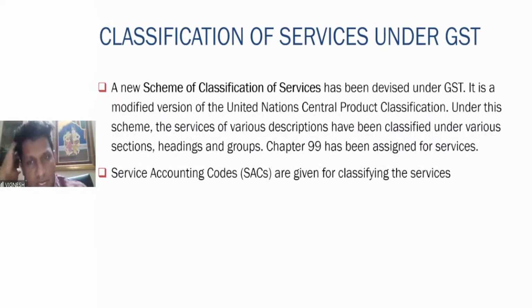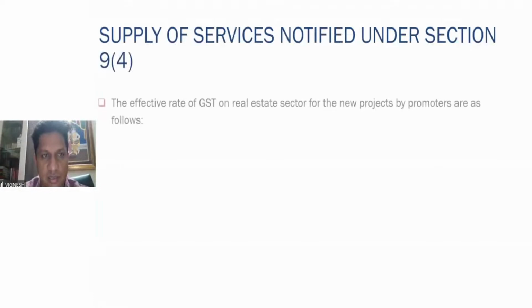A new scheme of classification has also been devised under GST, which is a modified version of the United Nations Central Product Classification. Services of various descriptions have been classified. So chapter 99 has been assigned for services. Right? Chapter 99 is assigned for services. Service Accounting Codes, SAC, are given for classifying the services.